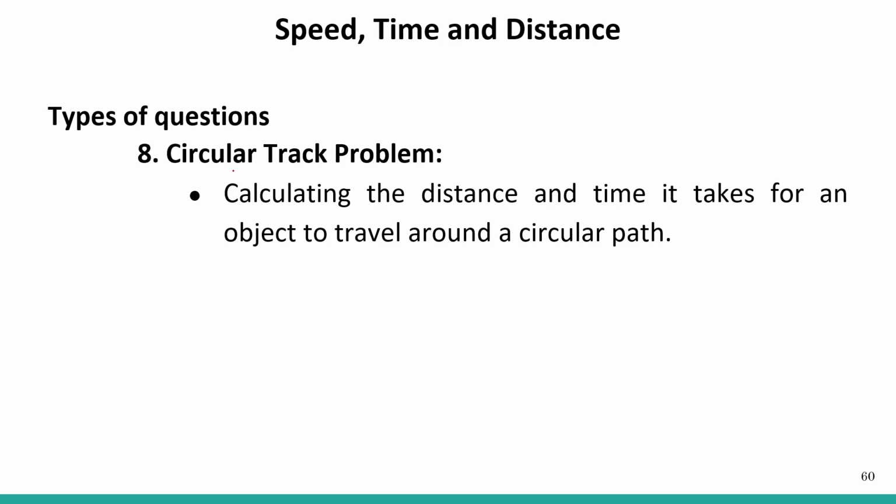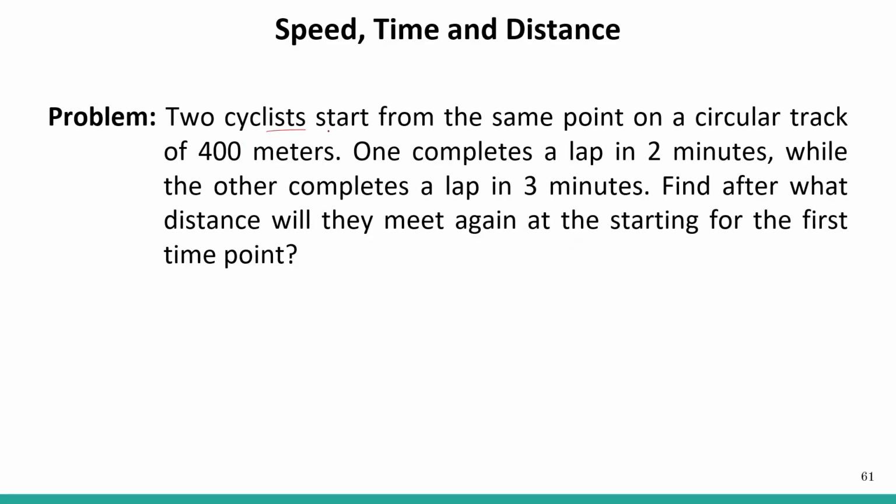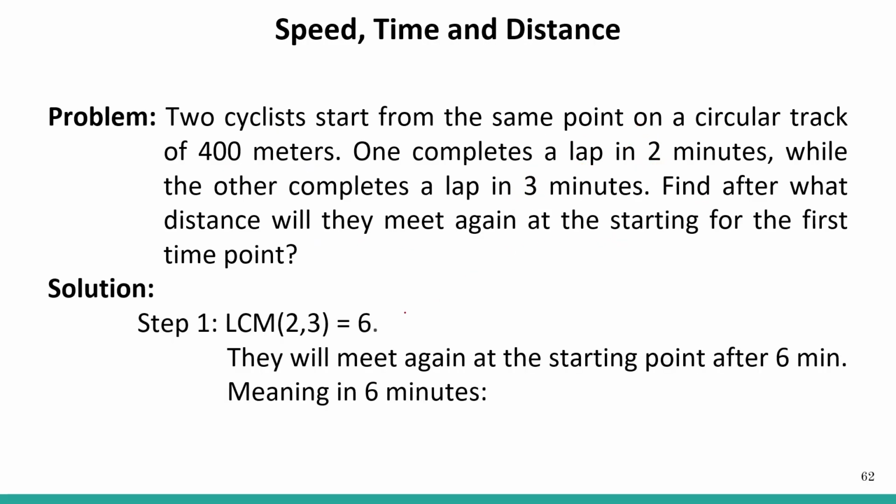So let's see the 8th kind of problem, that is circular track problem. So calculating the distance and time it takes for an object to travel around a circular path. So 2 cyclists start from the same point on a circular track of 400 meters. One completes a lap in 2 minutes, while the other completes the lap in 3 minutes. Find after what time they'll meet again at the same starting point for the first time. So LCM of 2 and 3 is equal to 6. So they'll meet again at the same starting point after 6 minutes.